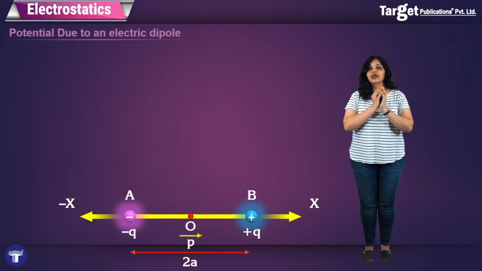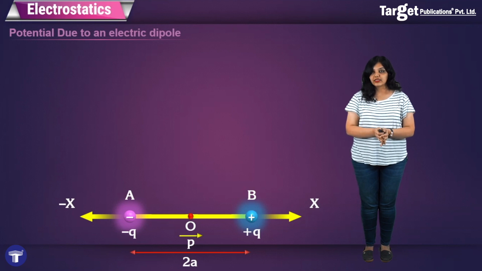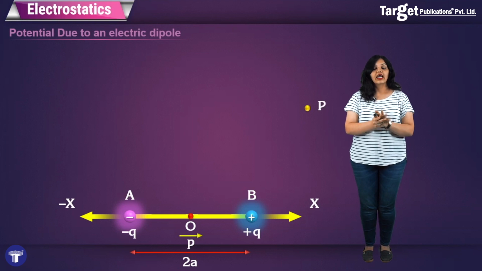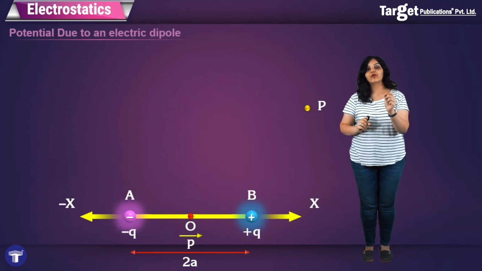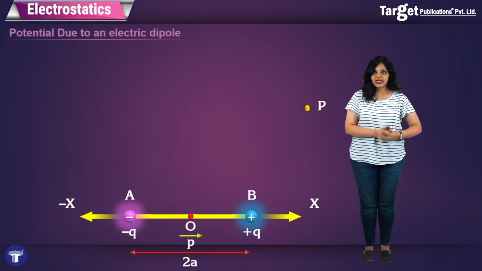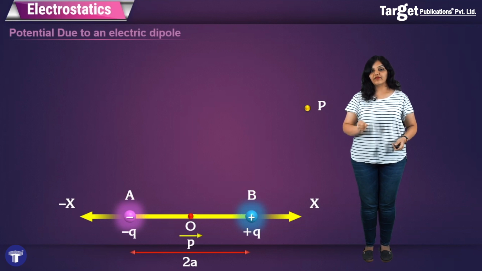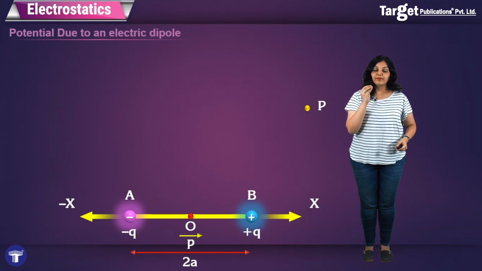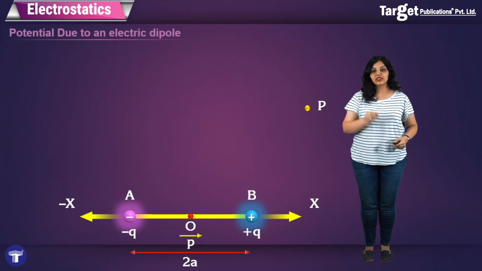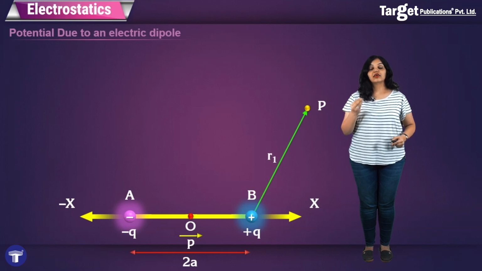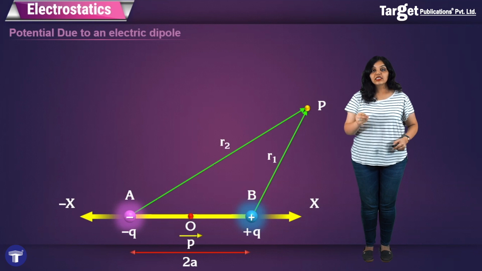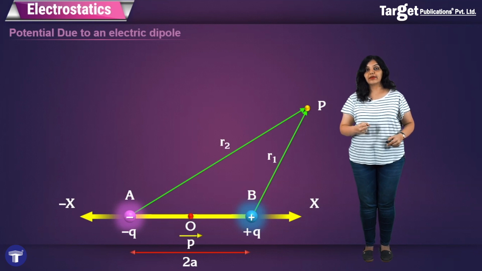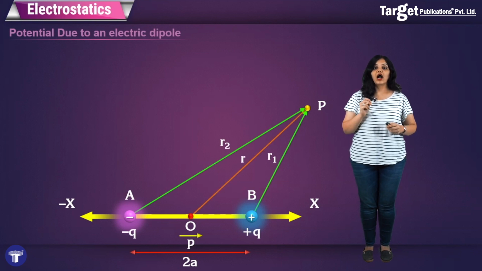We are going to first look at the case where there is some random point. We are going to look at a random point P anywhere in the field of the electric dipole, and this random point P is where we want to find the potential due to this electric dipole. So we are going to name some conventions. Let the position vector of the point P with respect to the positive charge be r1, and the position vector from the negative charge to point P be r2, and the vector from the center of the electric dipole to P is simply r.